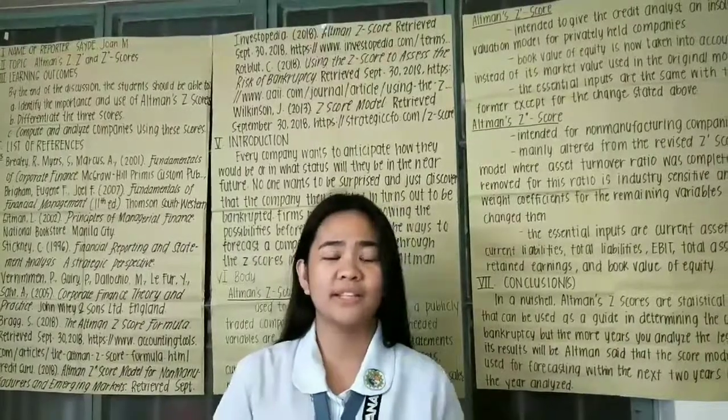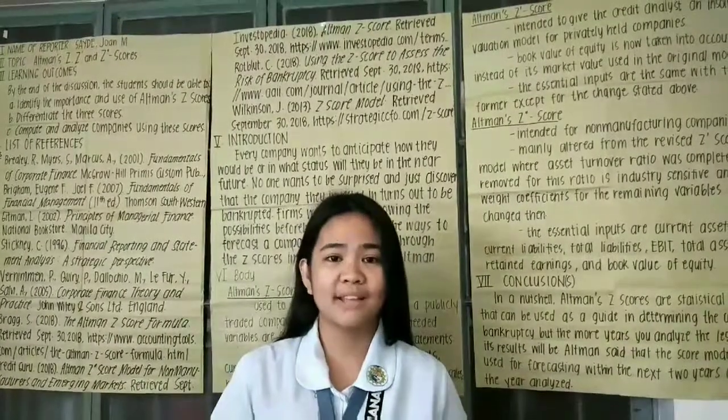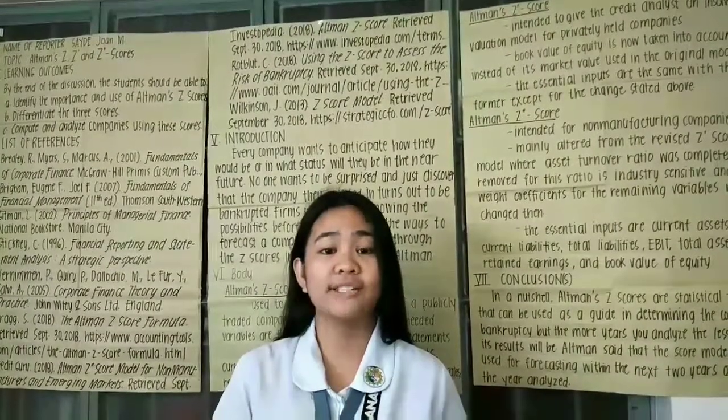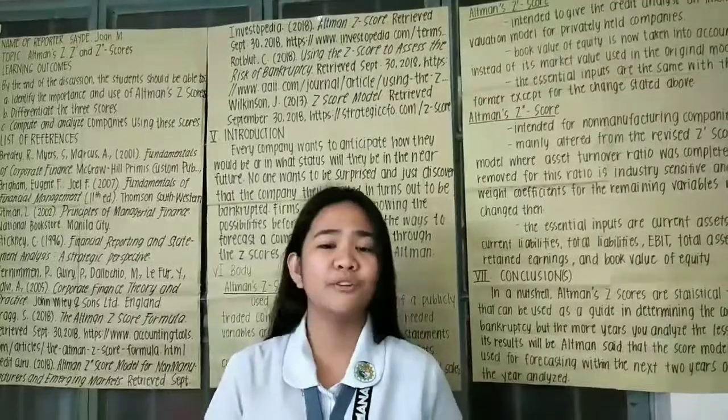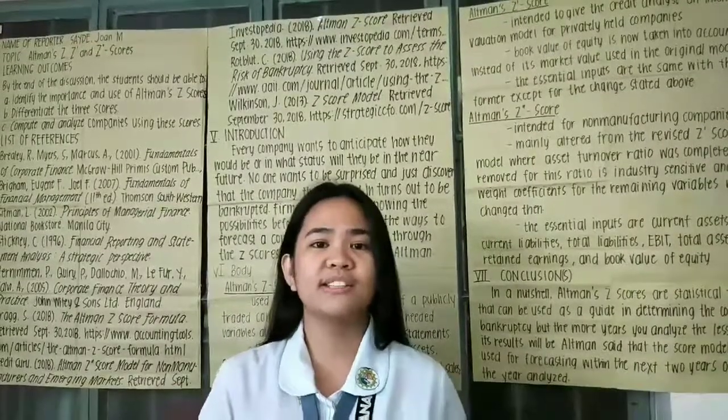So every company wants to anticipate what status they will be in in the future. No one wants to be surprised and just discover that the company they invested in turns out to be bankrupt. Firms would prefer to know the possibilities of bankruptcy beforehand, and one of the ways is to use the Z-scores introduced by Edward Altman.